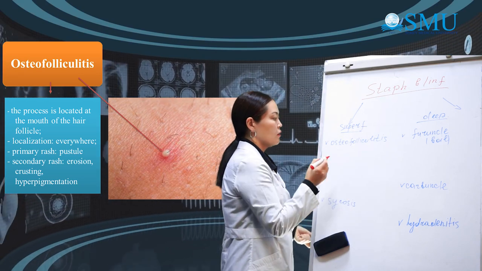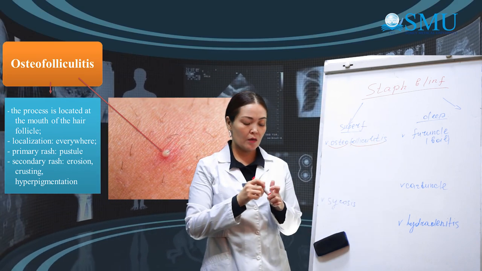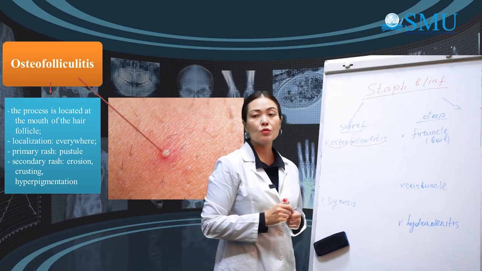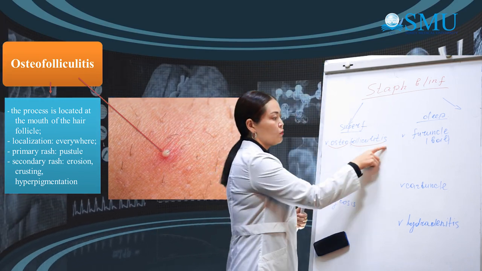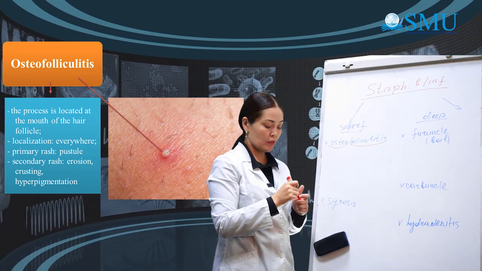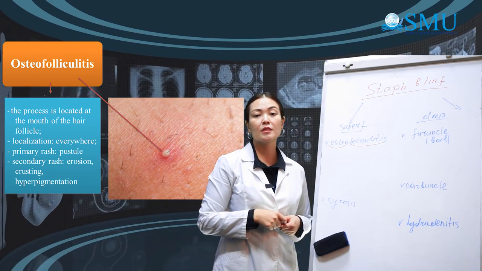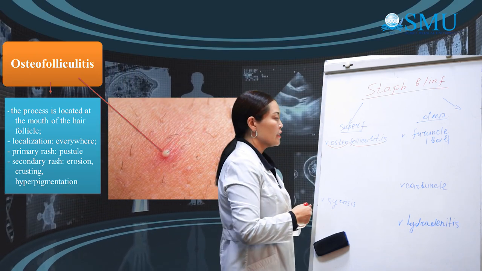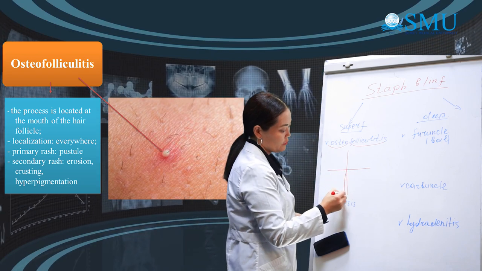So look, please, osteofolliculitis has two parts in this word. What does osteo mean? Osteo always means the upper part of the hair follicle. Folliculitis means hair follicle. So we say that Staphylococcus bacterial infection you will mostly see at the places where we have hair follicles. That's why I will draw a hair for you.